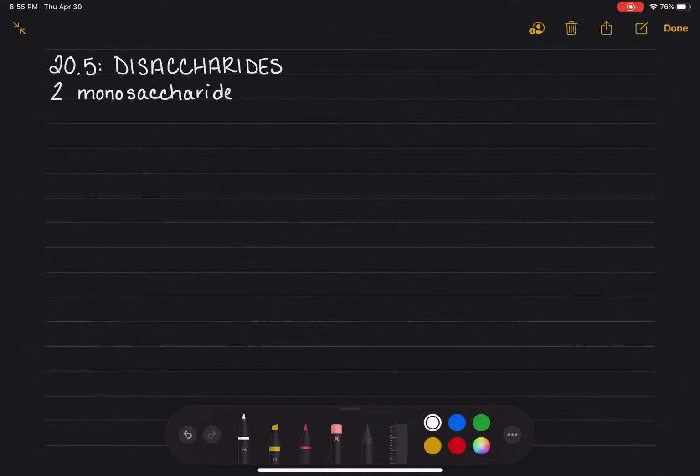that are connected as an acetal. And as a reminder, because I know that acetals and hemiacetals, it's really hard. It's a really, really hard topic. We're going to take a look at the difference between an acetal and a hemiacetal.